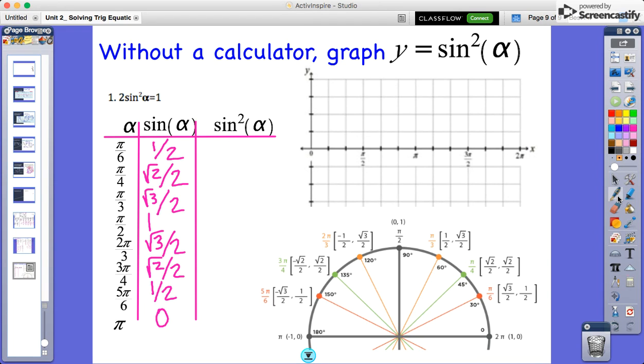Okay, so a value that I didn't put on there that's going to be really helpful on my graph is, what's the value of sine at 0? 0. So I can plot my first point at 0, 0.